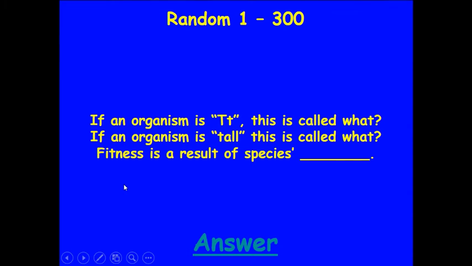All right. If an organism is big T, little t, this is called what? If an organism is tall, this is called what? Fitness is a result of species what?